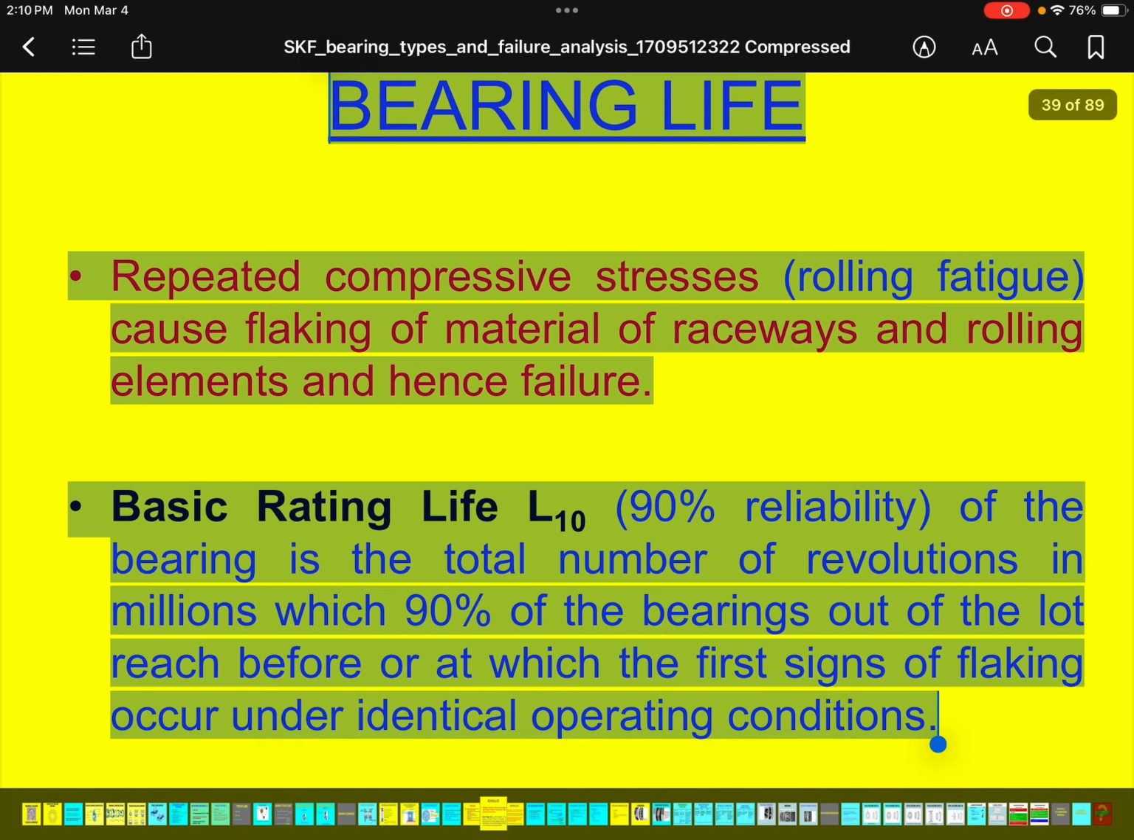Bearing life. Repeated compressive stresses, rolling fatigue, cause flaking of material of raceways and rolling elements, and hence failure. Basic rating life L10, 90% reliability of the bearing, is the total number of revolutions in millions which 90% of the bearings out of the lot reach before, or at which, the first signs of flaking occur under identical operating conditions.